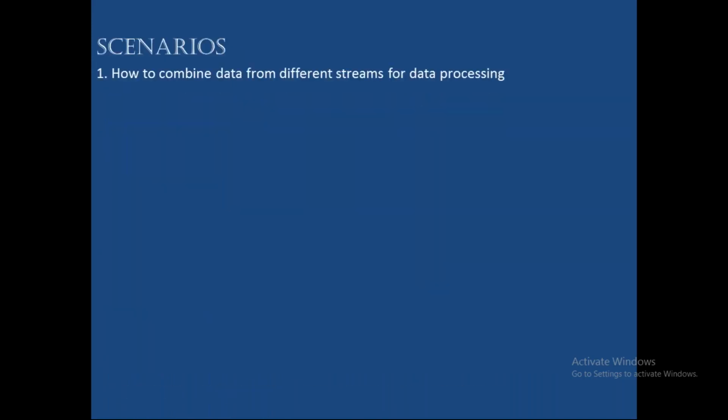So, scenarios. Today we will see how to combine data from different streams for data processing. For example, I'm going to consider a data set of cricket matches. Let's say you have 3 matches. Match 1 details you get in a separate file, match 2 details in a separate file, and match 3 details in a separate file. All these 3 files are available in 3 different folders. Now I need to create 3 data sets, and the data of these 3 data sets I need to combine.